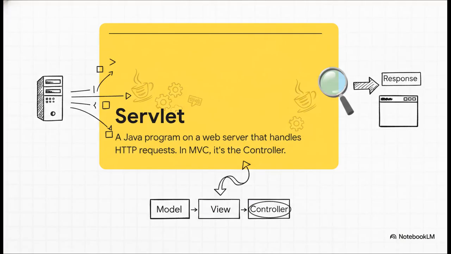So what is a servlet? In short, it's a special kind of Java program that is literally designed to live on a web server and do one thing: handle HTTP requests. It is the perfect real-world example of the controller in our MVC pattern. Its entire reason for existing is to field a request, get the work done, and coordinate the response.